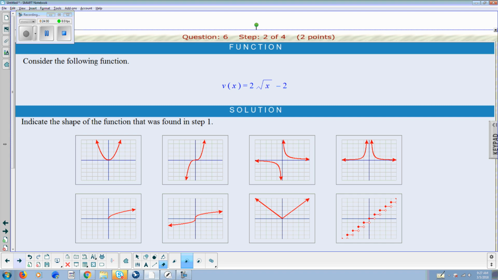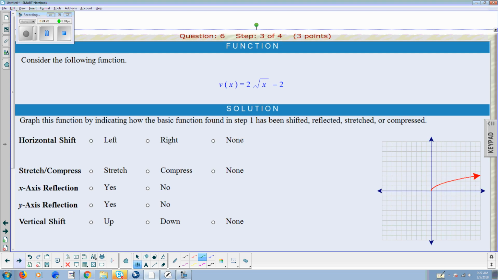Square root of x, which one? Bottom left. Bottom left, right here. There we go. Next part. It wants us to identify the ways it is shifted, reflected, stretched, or compressed.